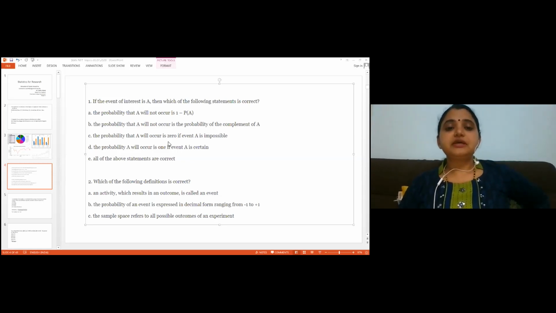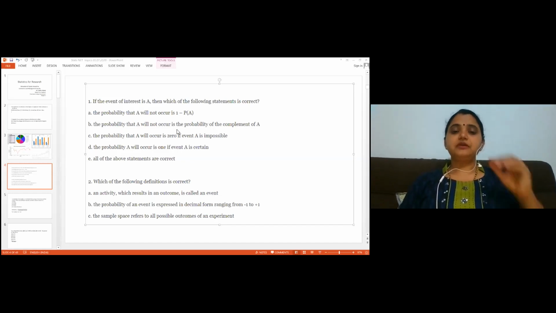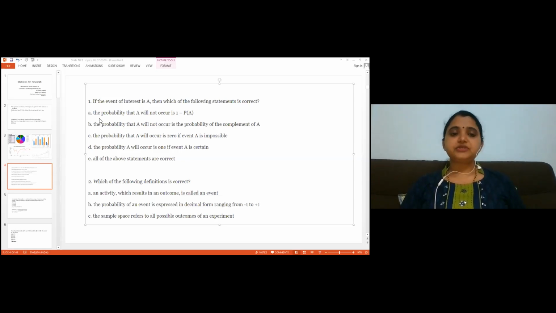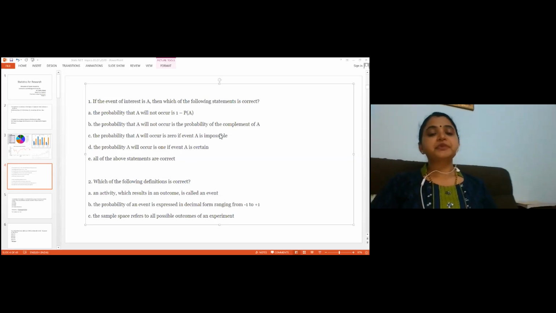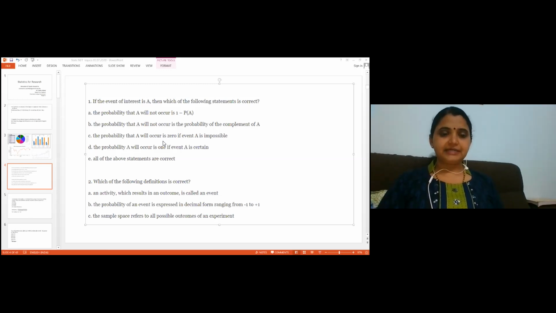Okay, in this question, if the event of interest is A, which among the following statements is correct for an event A? First statement, the probability that A will not occur is 1 minus P of A. Second, the probability that A will not occur is the probability of the complement of A. Third, the probability that A will occur is 0 if A is an impossible event. And the last one, the probability that A will occur is 1 if A is a certain event. And E, all of the above statements are correct.